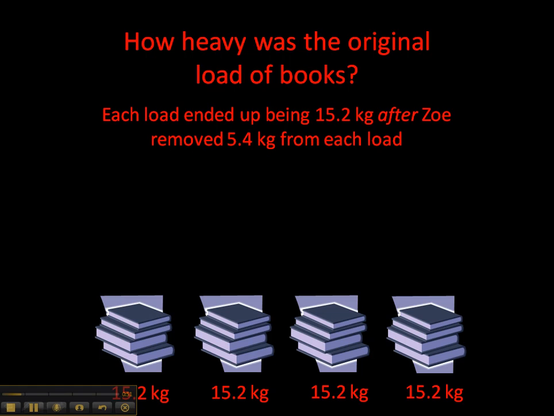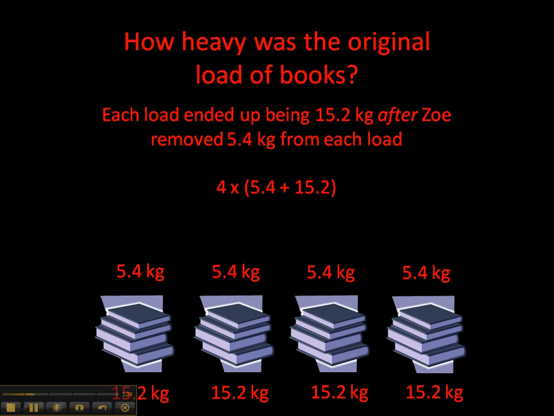So we're not exactly sure how much it started out as. We know what it ended up as, and we know what she took away from each pile, and what we want to know is how heavy is the original load, all of the books combined together. Now, this is the type of thing that you can do by addition, but we're going to try and do it with multiplication today. And the reason for that is sometimes when we're doing more complicated formulas like this, it's easier, and it's quicker, to do a multiplication formula using the order of operations.